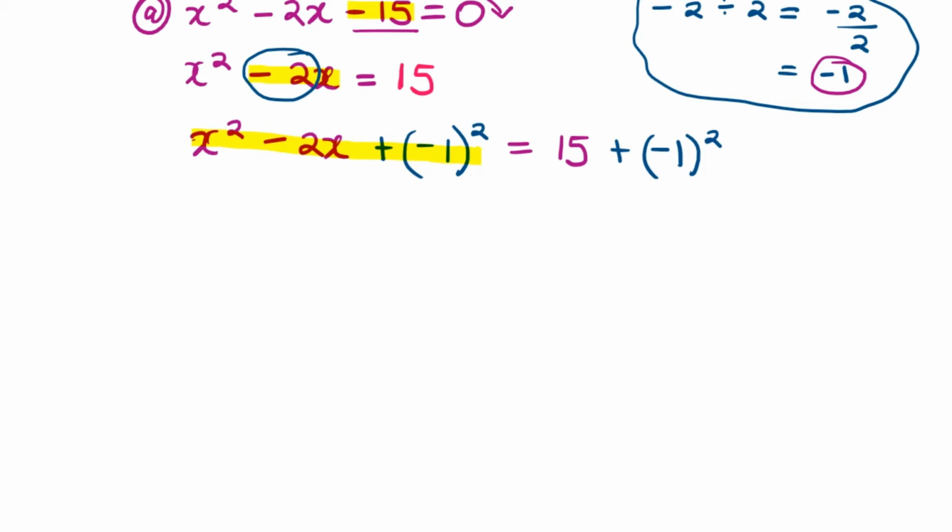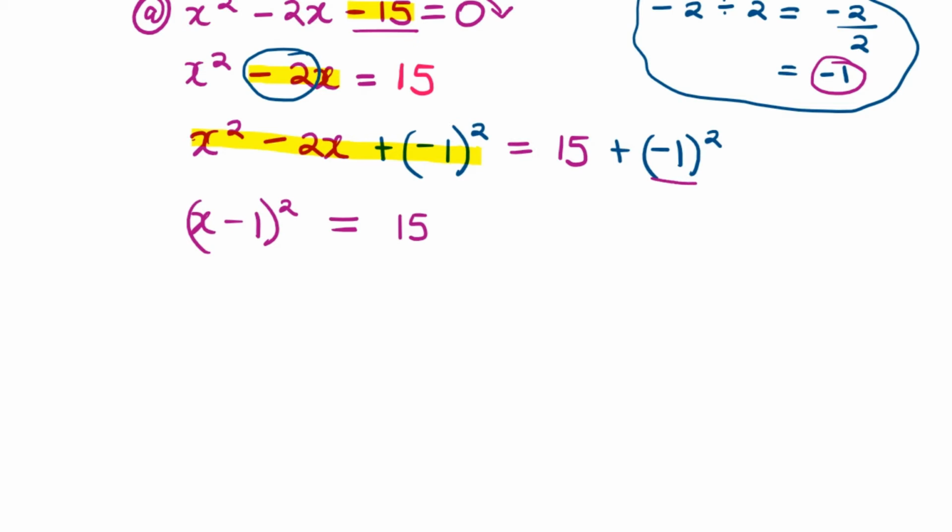So we are just saying where there is x squared minus 2x plus negative 1, we just replace it by x minus 1 squared. We have taken the square there. Then on the other side, we have 15 negative 1 times negative 1.